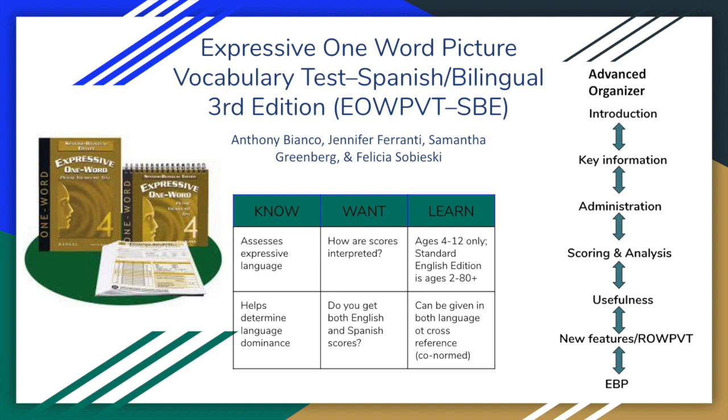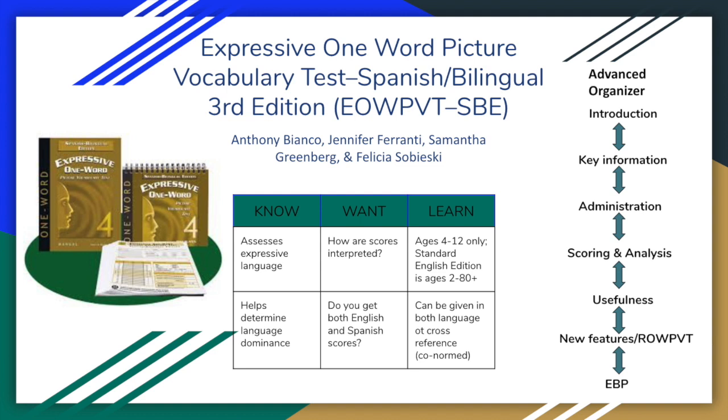of the new edition, ROWPVT, and our EBP. For our Know, What, and Learn chart, we begin with Assess Expressive Language and helps determine language dominance. Under the Want section, we have How are scores interpreted and do you get both English and Spanish scores? Under the Learn section, we have ages 4 through 12 only.